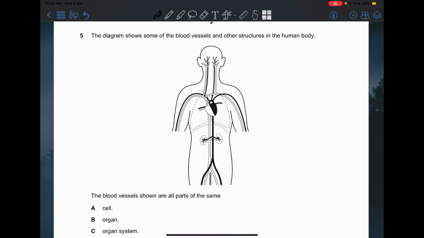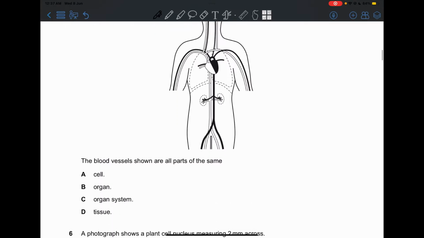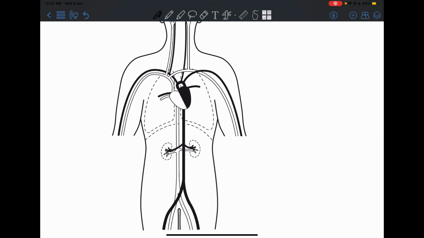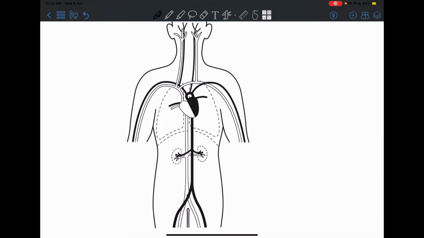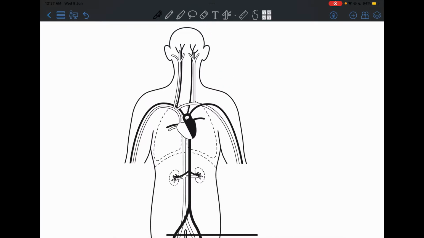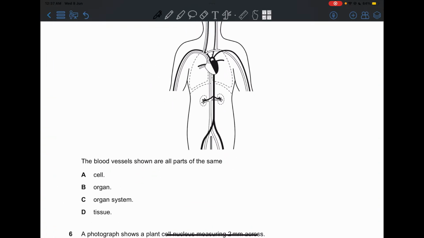Number 5, the diagram shows some of the blood vessels and other structures in the human body. The blood vessels shown are all parts of the system. Now, as we can see here, the circulatory system is shown because you can see that there is the vein and the artery, and it shows where the artery and vein actually go. It goes from the heart into the kidneys and so on. So this is actually an organ system.